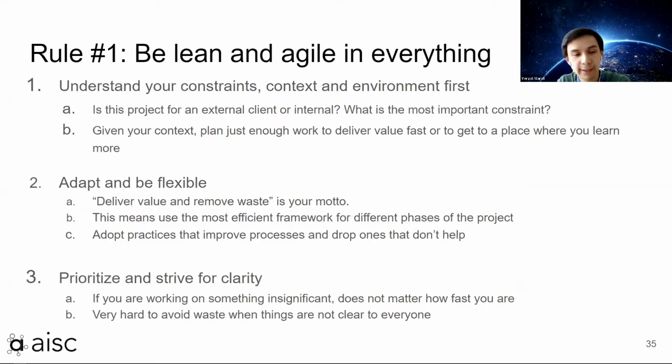So rules, there's a really good paper by Martin Zinkevich, the rules of machine learning at Google. I was really inspired by that, but I'll give you only 5 rules. He has like 40 or something. So you really want to be lean and agile in everything. First of all, you need to understand your constraints, your context, and your environment. So the canvas helps you map that out.